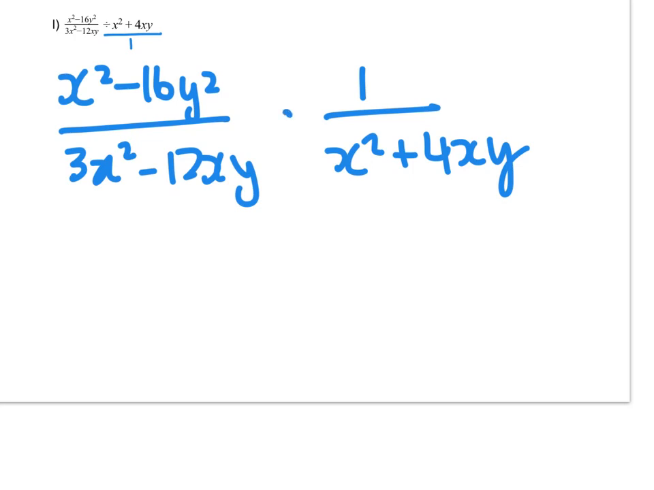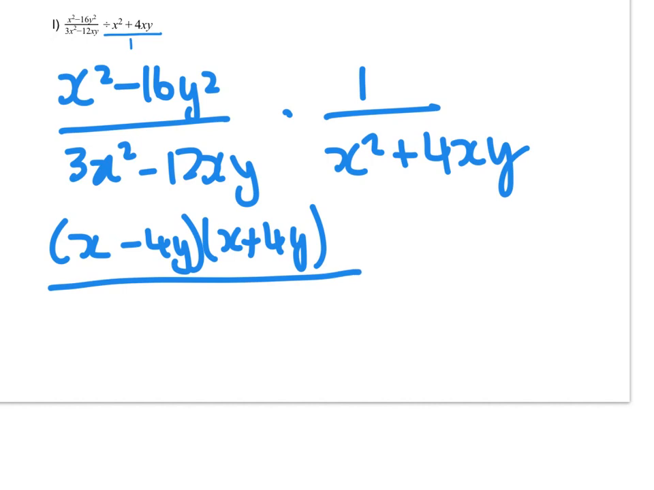Now, the tricky part about a lot of this is that you have to remember how to factor these things. For example, if you look at the top one, there's no common factor. It's not a trinomial, so you can't look for two numbers that add to give something and multiply to give something. But it is a difference of two squares: x squared minus 16y squared. So the top one is going to factorize, becoming x minus 4y, x plus 4y.